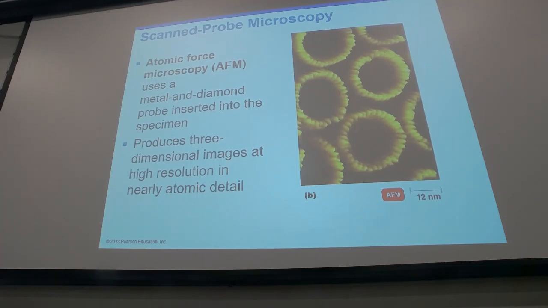The atomic force microscope is another scanning probe microscope. It uses metal or diamond probes that are inserted into the specimen, and it gives you a very high resolution. So this will be porins in a surface, in the plasma membrane.